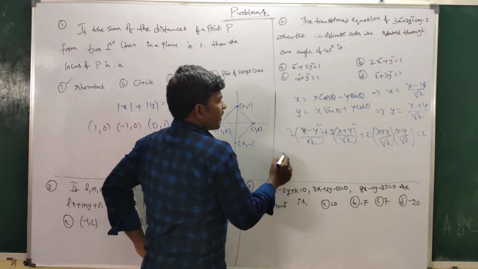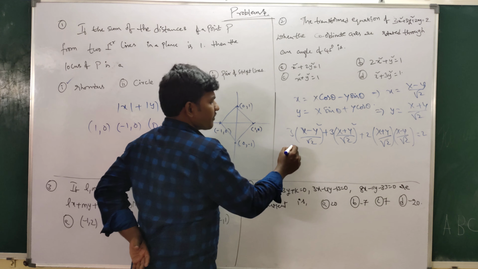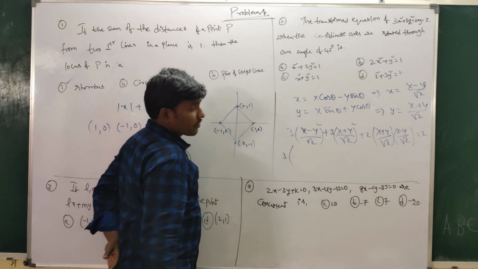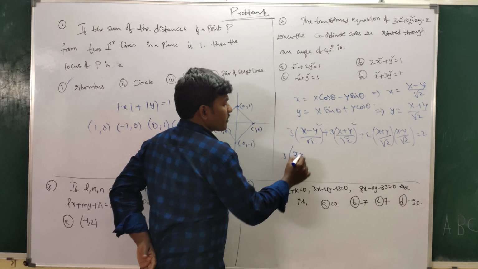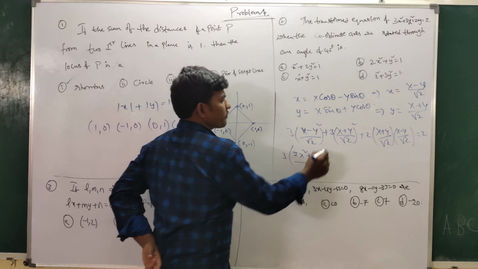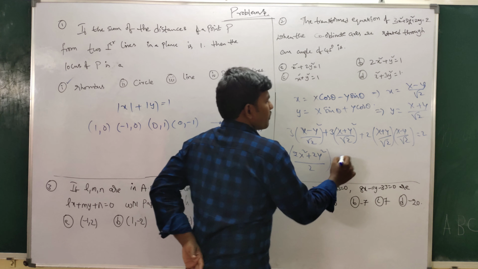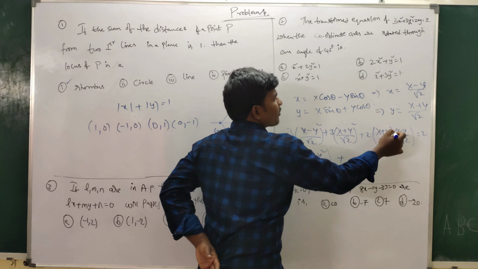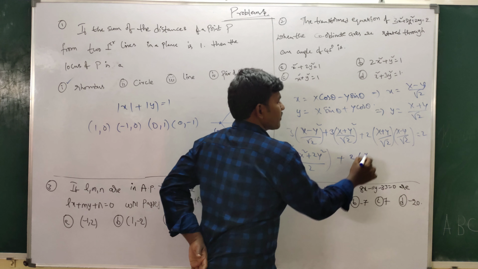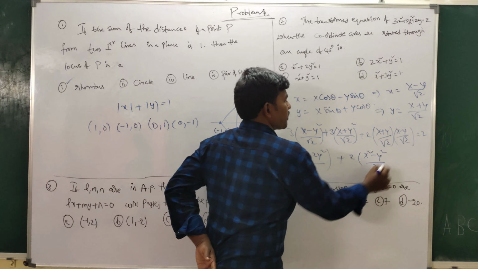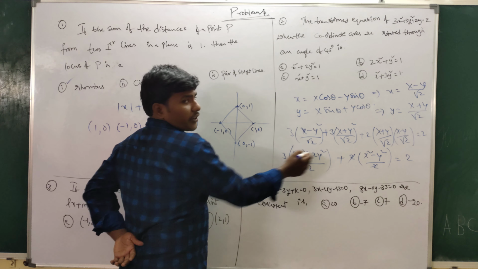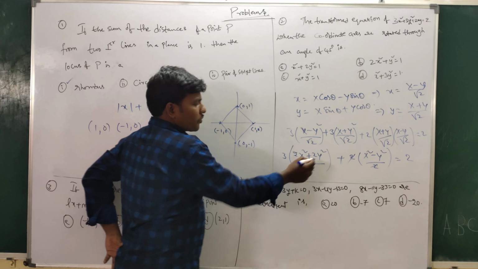This is in the form of a plus b whole square plus a minus b whole square equal to 2 into a square plus b square. So 2X square plus 2Y square by root 2 square, which is 2, plus 2 into (a plus b) into (a minus b), which is a square minus b square. So 2 into X square minus Y square by 2 equal to 2. Here we take the value 2 in common, and the 2 cancels.